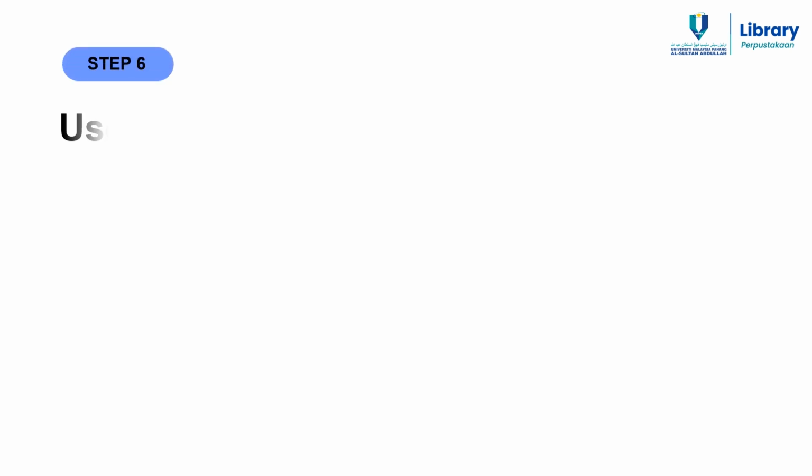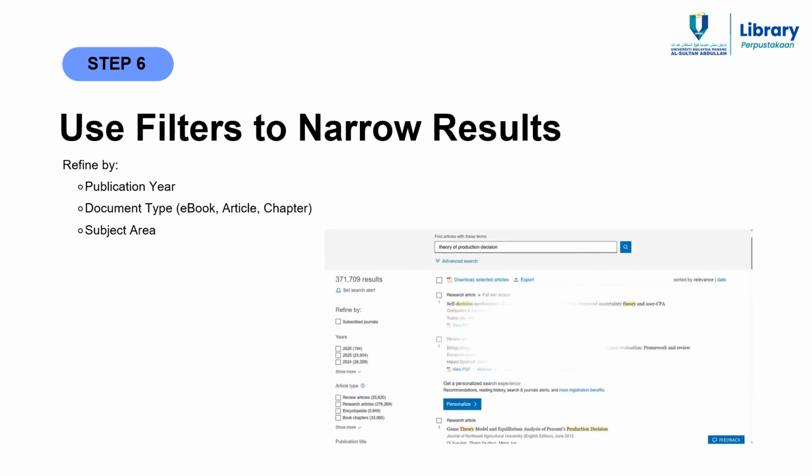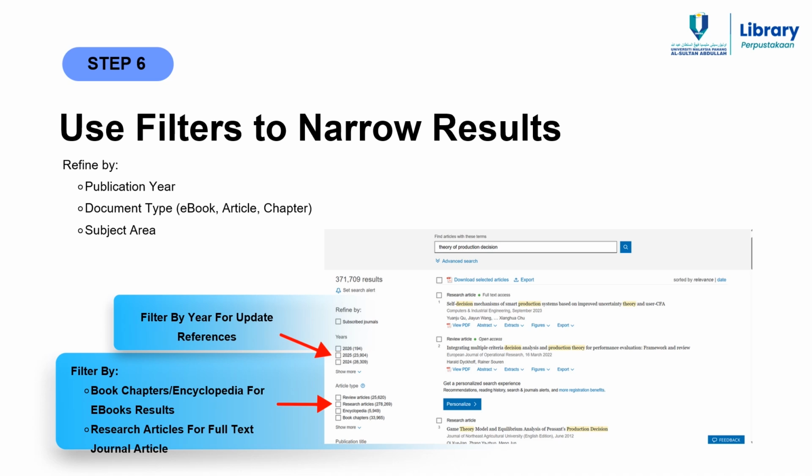Now, moving on to step 6 in our search process, let's talk about how we can refine our results using filters. Once you have your initial set of results, you can narrow them down to find exactly what you're looking for. One useful filter is the filter by year, which allows you to focus on recent publications or specific time periods relevant to your research. You can also filter by the type of source, such as book chapters or encyclopedias for ebook results, or research articles when you're after full-text journal articles. Additionally, searching by keywords helps target specific topics within your results.